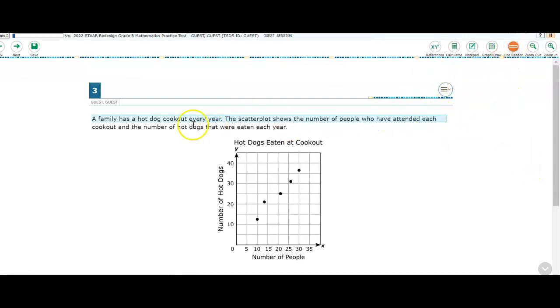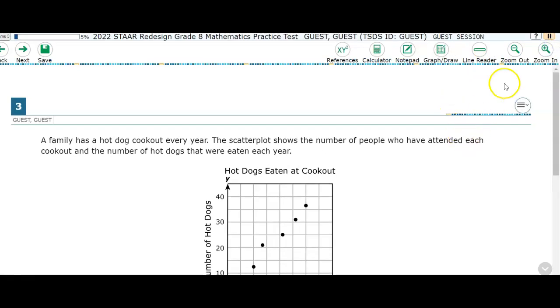Line reader. So that just kind of highlights a line at a time if that helps you see it better. Y'all, reading is important for math too, for any of the subjects. You've got to read things carefully and make sure you understand what you're supposed to do. So please, here's the zoom in and or zoom out, zoom in.